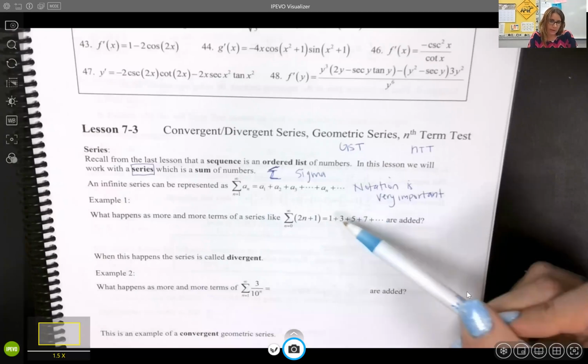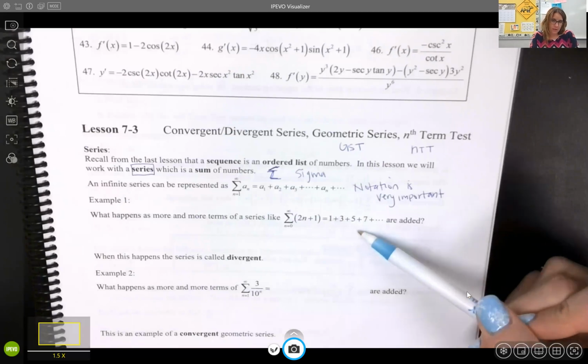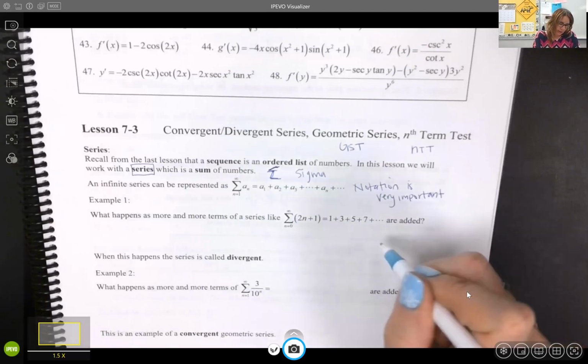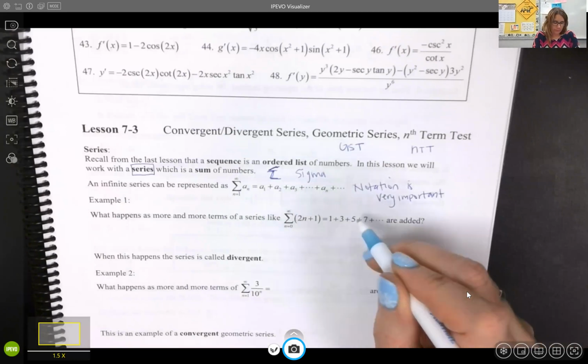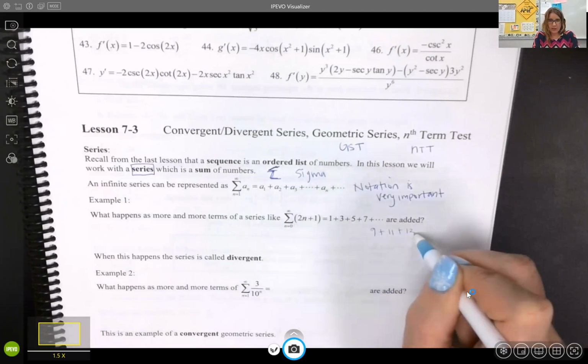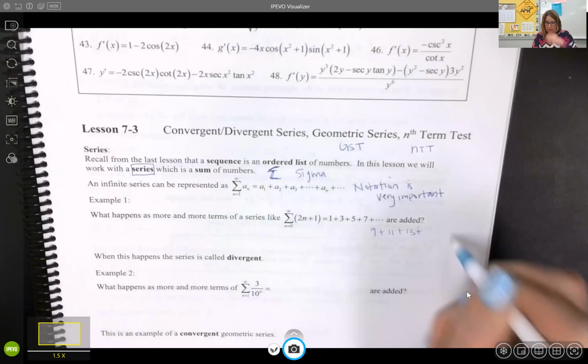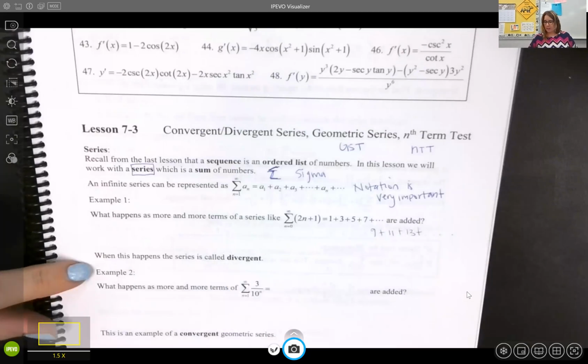Looking at this pattern 1 plus 3 plus 5 plus 7, what do you think the next term would be? Hopefully you're noticing that we're adding 2 in between every time. So 9, and then 11, and then 13, and that is just going to keep getting bigger and bigger and bigger, right? So when this happens, the series is called divergent.